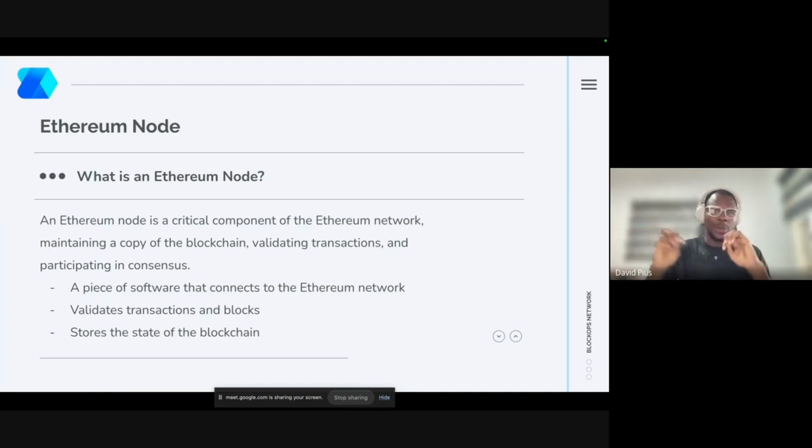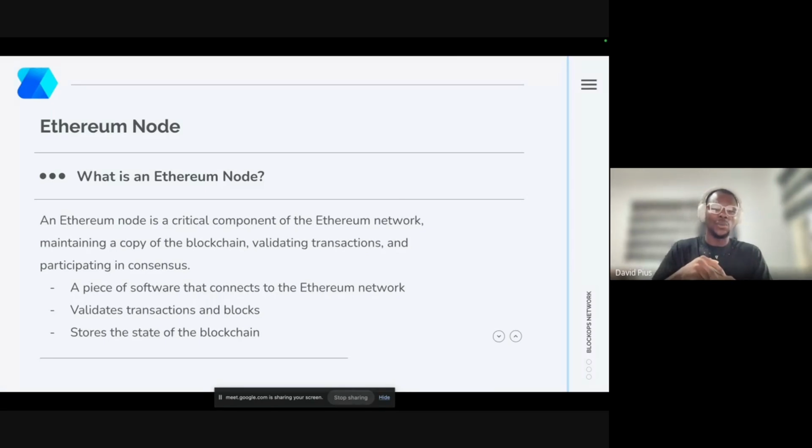Every participant of the network maintains a copy of the database. So we could call it the database, or you could say the blockchain, right? Because we all know a blockchain is literally just a database, a distributed database or distributed ledger. That's one first core part of what the blockchain is. So an Ethereum node is a critical component of the Ethereum network, maintaining a copy of the blockchain, validating transactions, and participating in consensus, right?